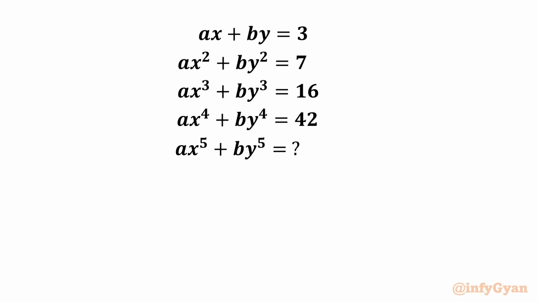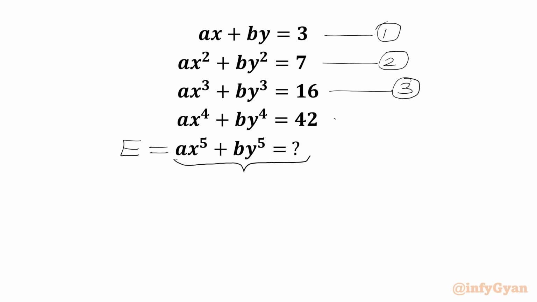Here we have to find ax^5 + by^5. Let's say the required expression is E. And let us say these are equation 1, equation 2, equation 3 and equation number 4.